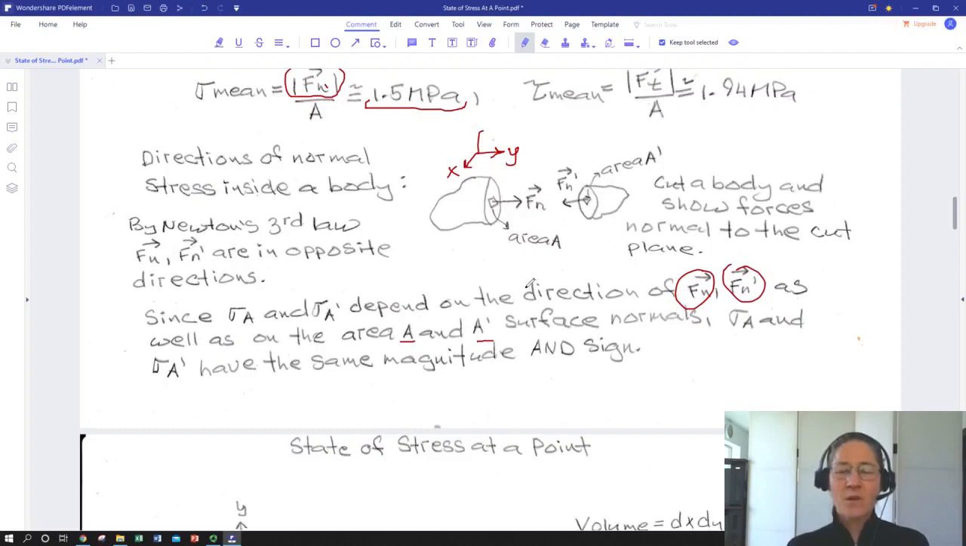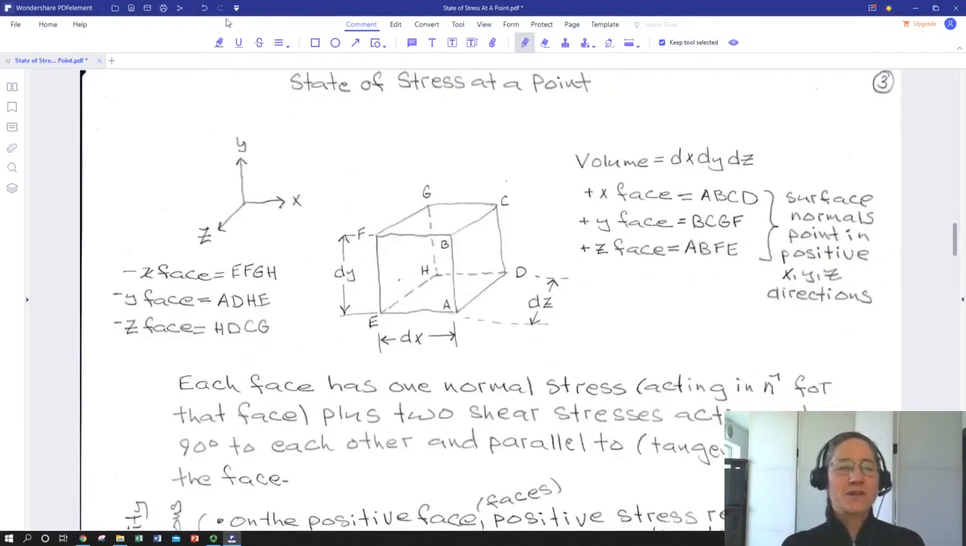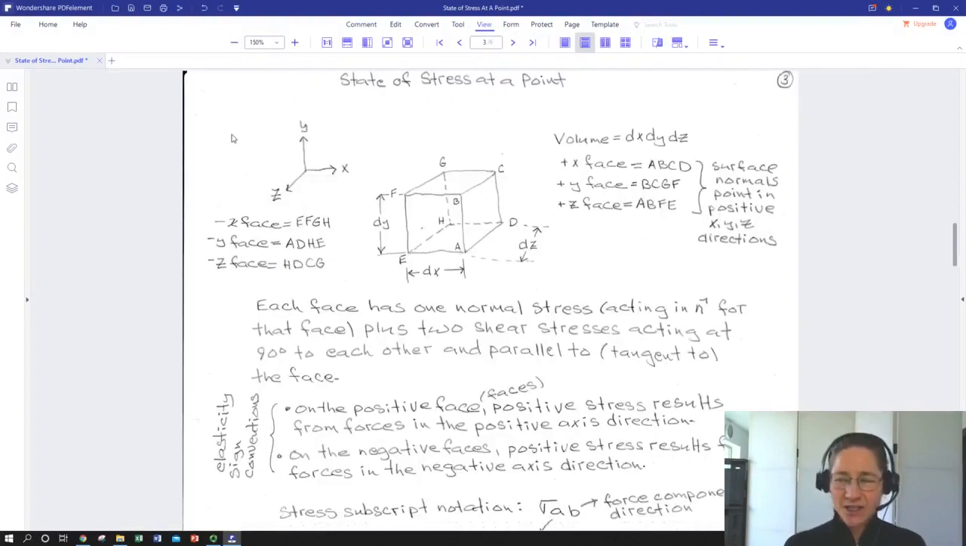So we'll see that later when we start defining positive and negative stresses based on the face where we define the stress. In fact, that's coming up right here. Okay, so we're going to continue our standard definition of shear and normal stresses with respect to a small reference volume. And notice now we're going really small. We have a little cube and we've defined its edges as dx, dy, and dz. So these are already very small.